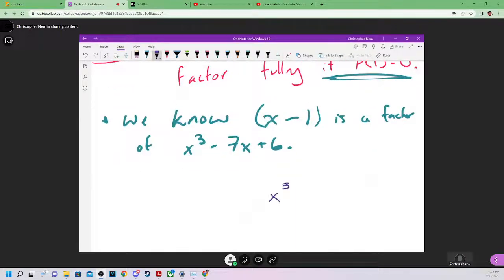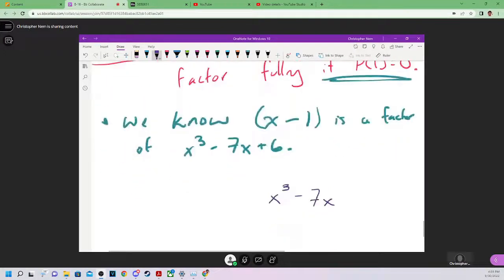x cubed minus 7x. Is it plus 6 or minus 6? Plus 6. And we're going to divide that out by x minus 1. Okay? So there's a problem with this. Not all the terms are listed, so I need to have these placeholders. I can't do it without placeholders.